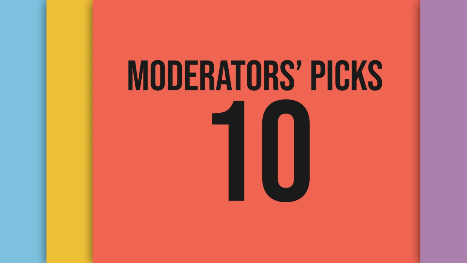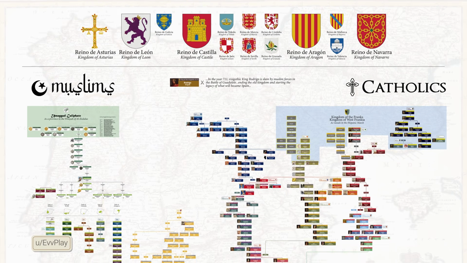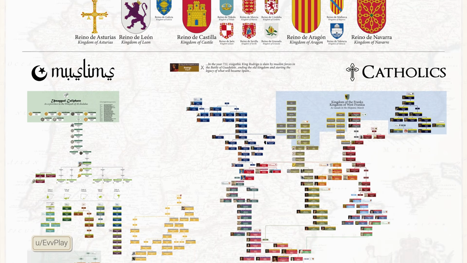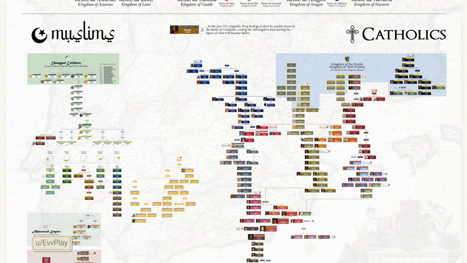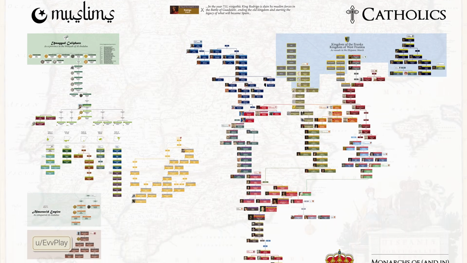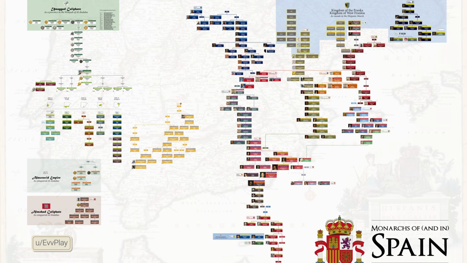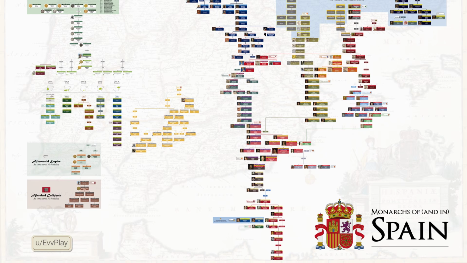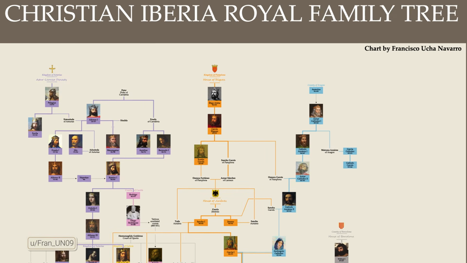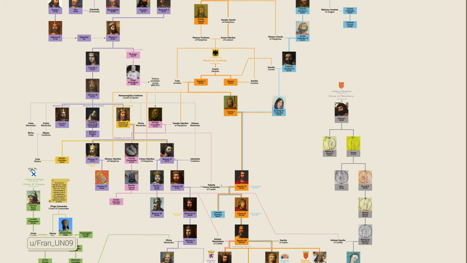First up is this Monarchs of and in Spain chart, which stands out for 2 reasons. First is the unique style, which is different from the standard useful charts look, yet very aesthetically pleasing. Second, it combines both Muslim rulers and Catholic rulers on one chart, which is rare. Most charts about Iberia, such as this one, focus exclusively on the Christian rulers, although this one is also extremely well done.